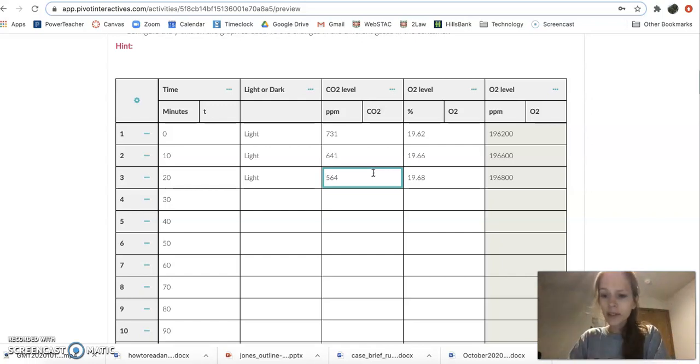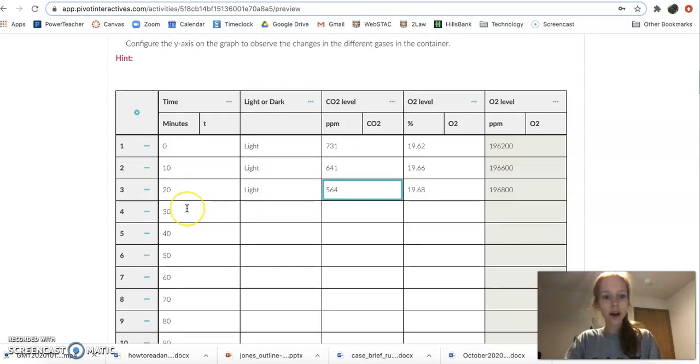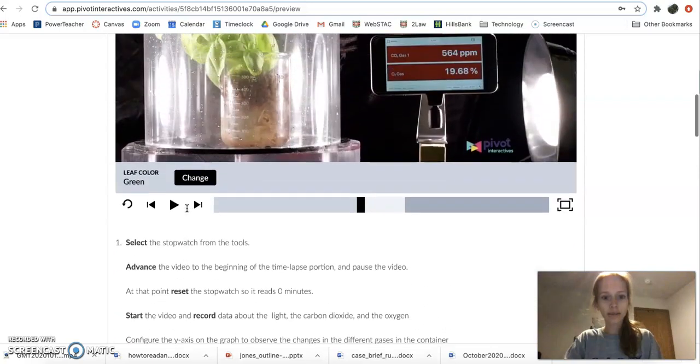So remember, a percent is a way bigger amount than a part per million. So it makes sense that the parts per million are flying and the percents look like they're barely changing, but we have to keep in mind that those are different units, right? Okay, sweet. We thought about that. Go us. All right, so let's play and then pause at 30.